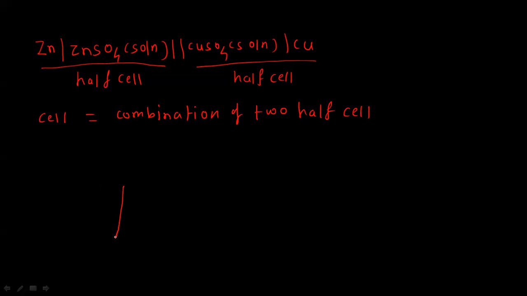So we can draw the diagram belonging to this Daniell cell. Suppose we take two beakers and take the zinc sulfate solution in one beaker. So this is the zinc sulfate solution.